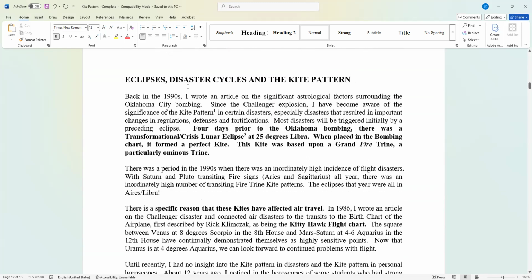Now, eclipses, disaster cycles, and the kite pattern. It was an article I posted. I put the charts, but I don't have all the charts here. There was one about the Oklahoma bombing. I call it a transformational crises lunar eclipse. I think it was Richard Noley who calls them super moons. Well, I don't find anything super about them.